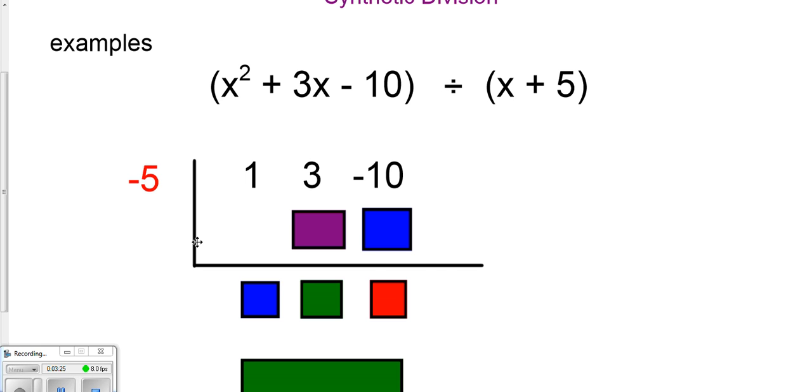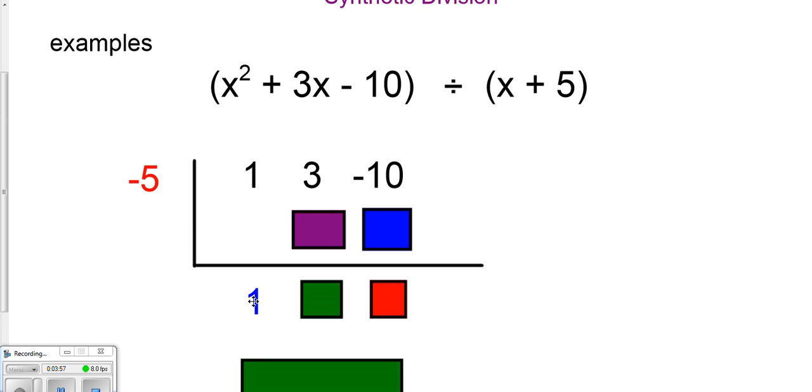So again, we start by drawing the box, only it's upside down. We have the side here, but instead of this going on top, this is going to go underneath. Instead of using x plus 5, we use the opposite of that constant. So instead of a plus 5, we use a negative 5. And whatever coefficient was out here, we drop that straight down. So coefficients 1, 3, and negative 10 go here. The 1 comes straight down.